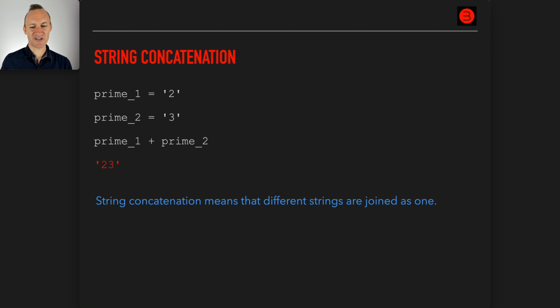Now, string concatenation means that different strings are joined as one. So they are added in the sense that they are combined. The plus operator, when it comes to strings, combines them together. And there you see a difference regarding numbers as strings and numbers as integers or floats. Certainly if prime 1 and prime 2 were interpreted as integers or floats, the answer would be 5 or 5.0. Not so with strings.